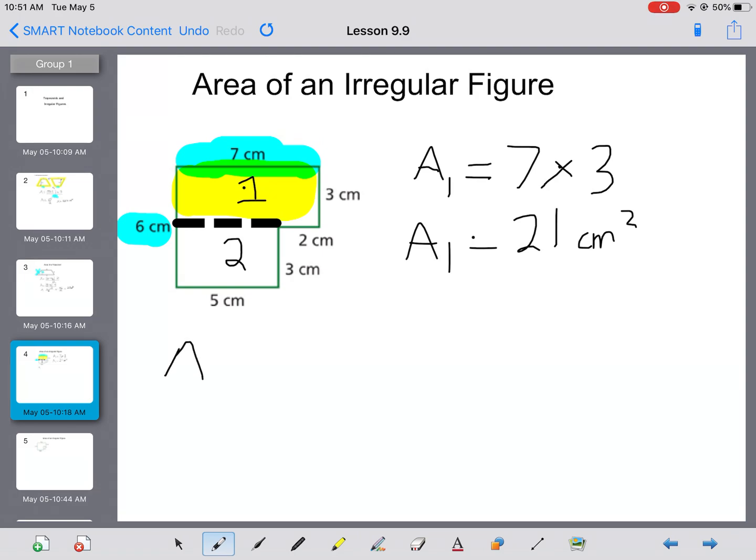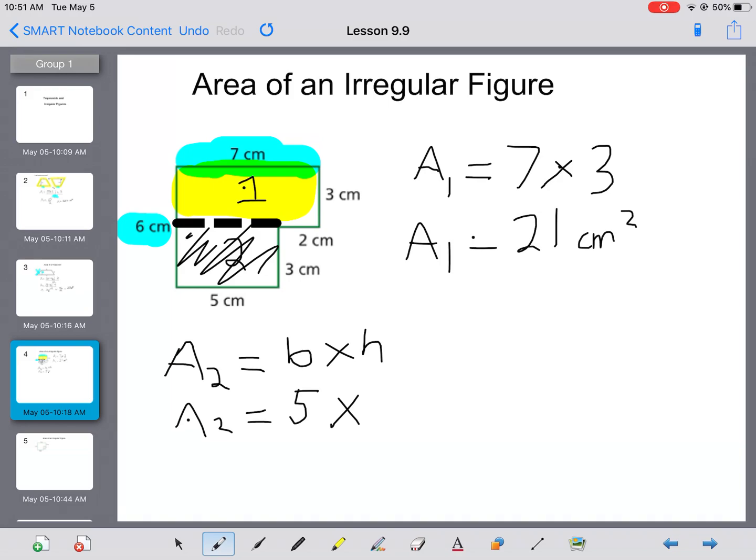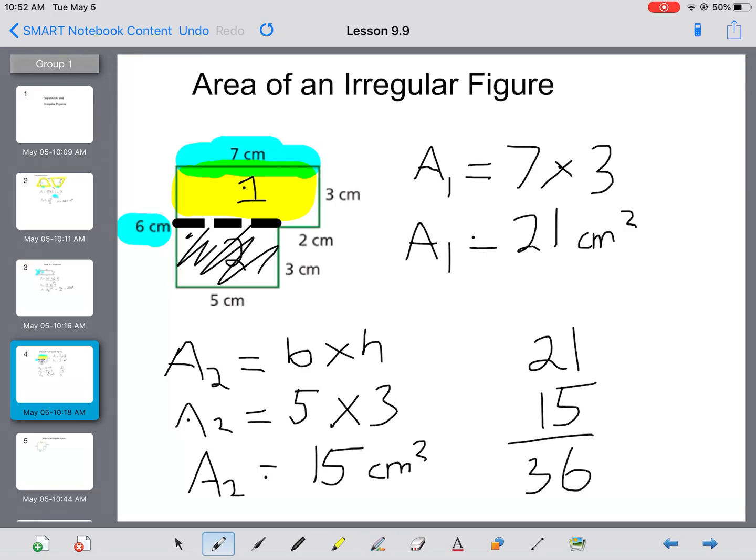Then I want to find area 2. So again, I have base times height. Area 2 equals, well, my base is 5 centimeters. And again, be careful with my height. What's the height of this new rectangle I created? Well, it's 3 centimeters. So my area 2 equals 15 centimeters squared. Now, that's really just the first 2 steps. Your final area is going to be those 2 added together. So I get 36 centimeters squared.